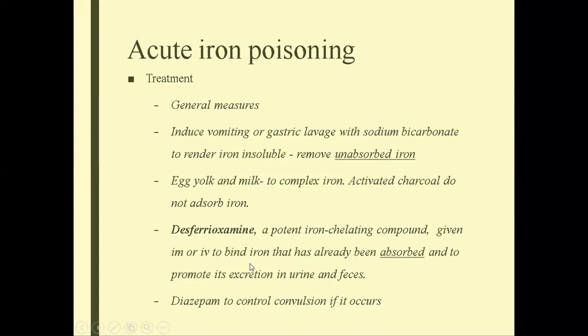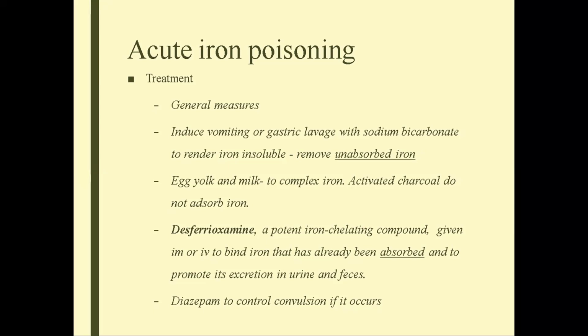Now for absorbed iron, we give desferrioxamine, which is the antidote to iron toxicity, all right? Desferrioxamine or deferrioxamine, you can write either, all right? So this is a potent iron chelating compound. You know what chelation is, I know. Again, it's a complex formation. Through the chemical reaction of chelation they form a larger iron compound, and hence it will inhibit the transfer or binding to the other tissues. This is for the already absorbed iron.